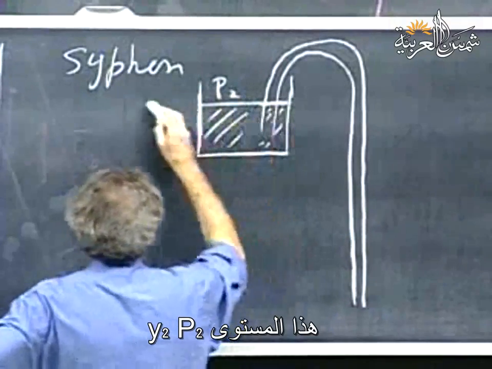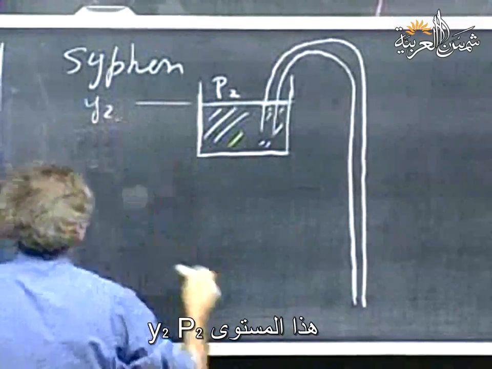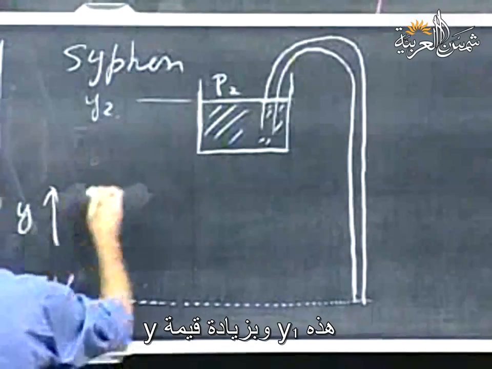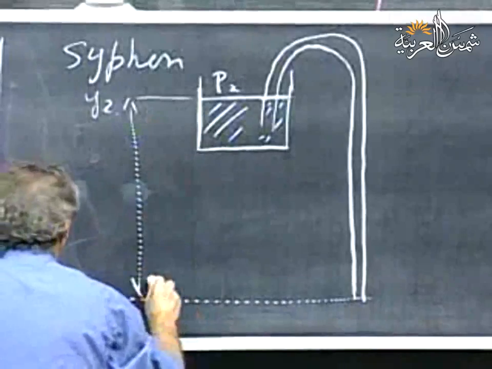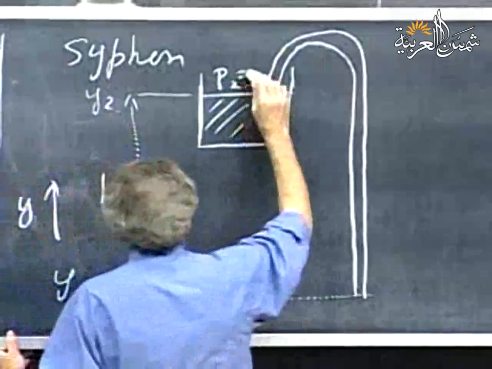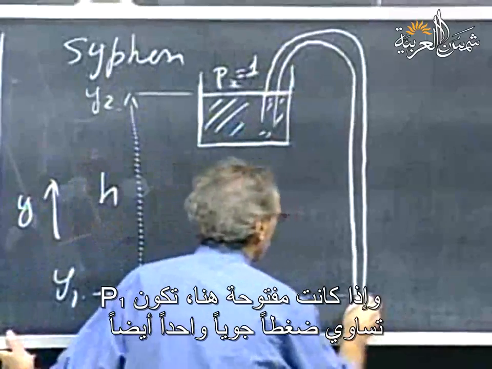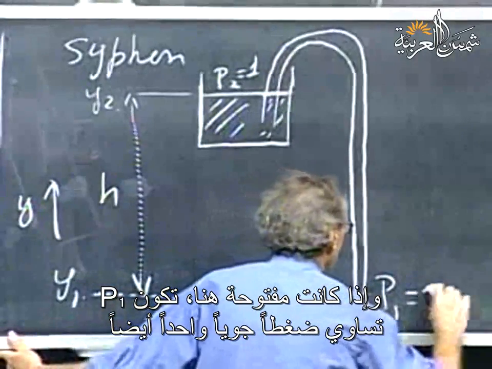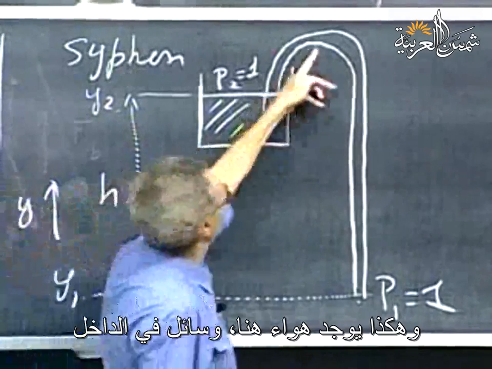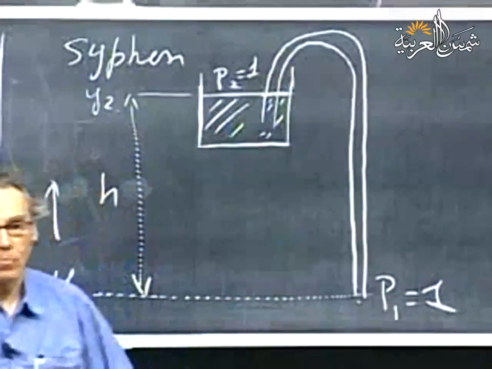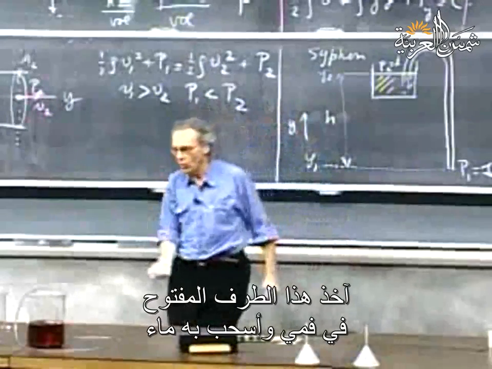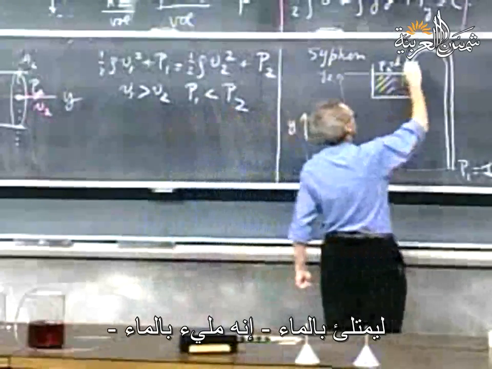This level Y2, this is Y1, increasing value of Y. This height difference is H. P2 is 1 atmosphere. I put a 1 there, it's atmosphere. And here, if it's open, then P1 is also 1 atmosphere. So there's air in here, and there's liquid in here. I take this open end in my mouth, and I suck the water in so that it's full with this water.